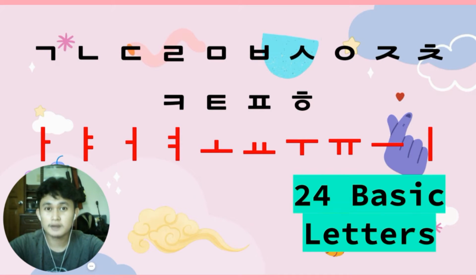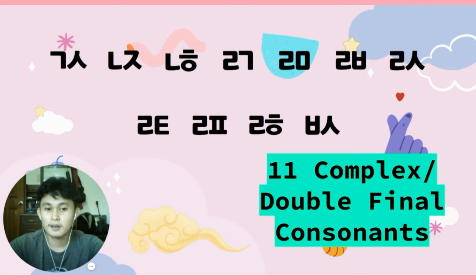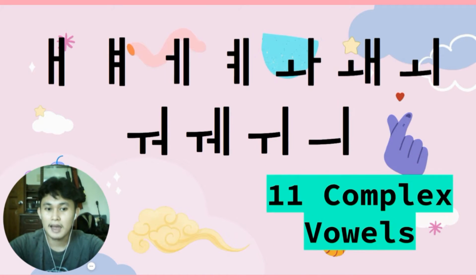Well, there are other sets of letters aside from this, which are basically based on these basic letters. The 5 tense consonants are 5 doubled basic consonants. The 11 complex or double final consonants are basic consonants that are combined with another basic consonant. And the 11 complex vowels are basic vowels that are combined with other basic vowels. You just have to stack these letters for you to be able to make a syllable.